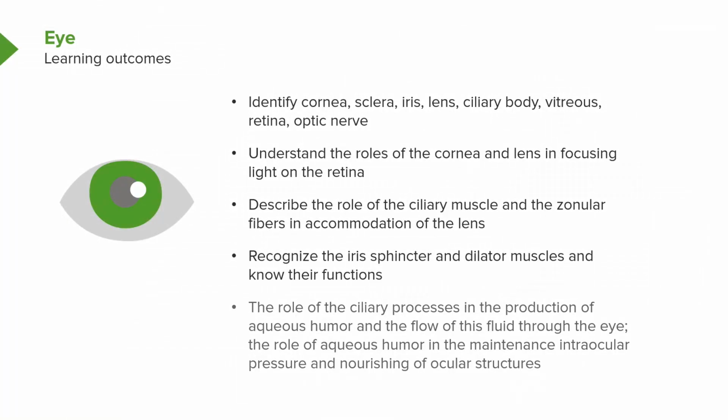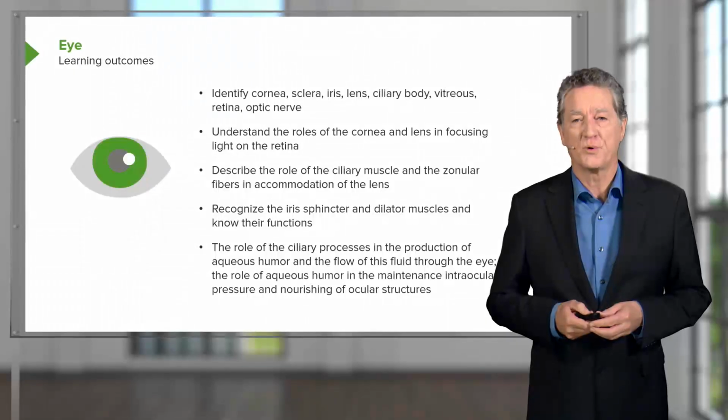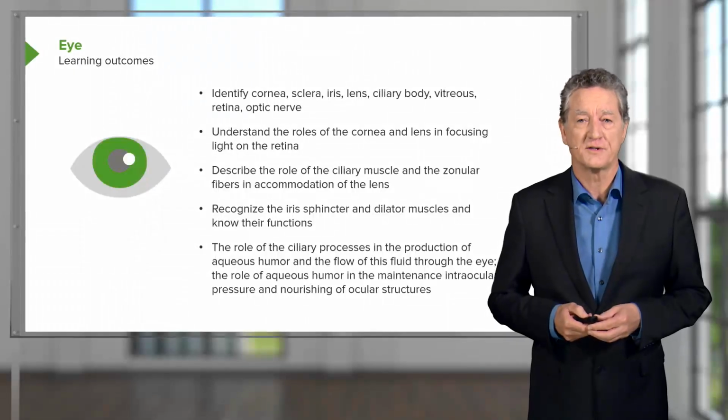I'm also going to describe the production of the aqueous humour by the epithelium of the ciliary processes, and how that aqueous humour circulates through the posterior and anterior chambers of the eye, and finally how it's absorbed into the canal of Schlemm. So it's important that you understand all those processes.